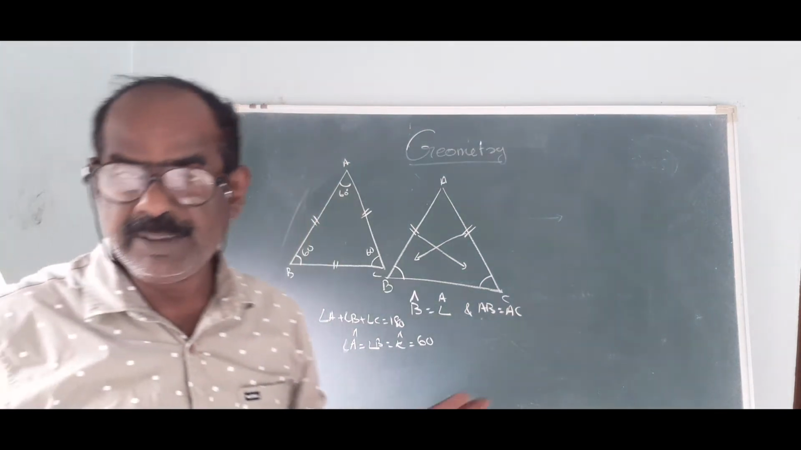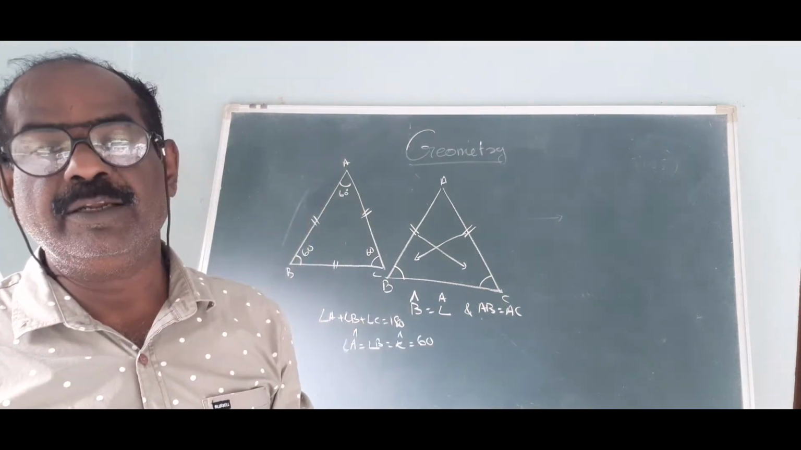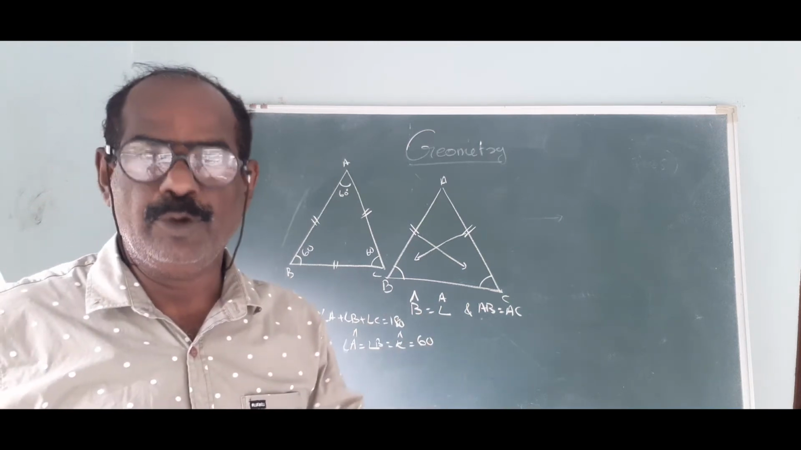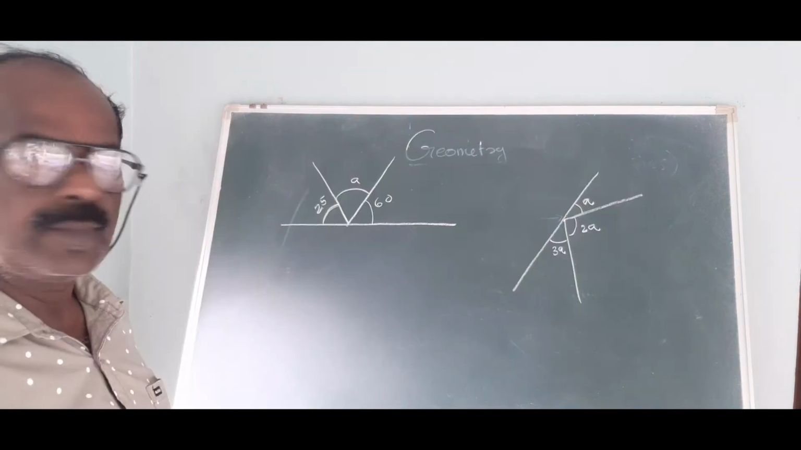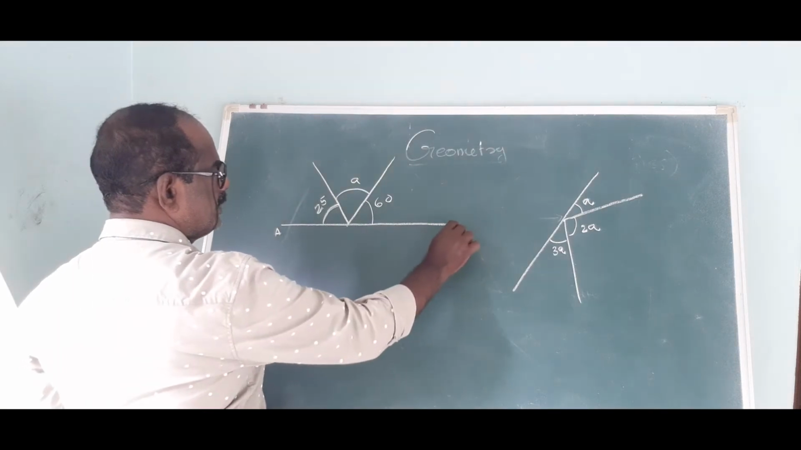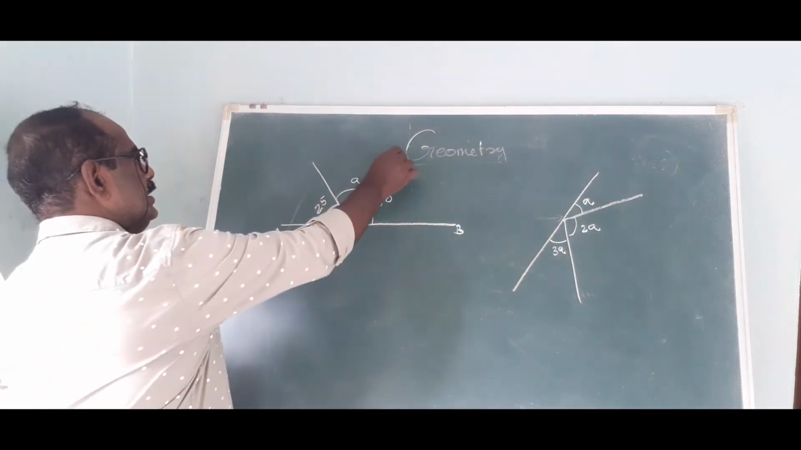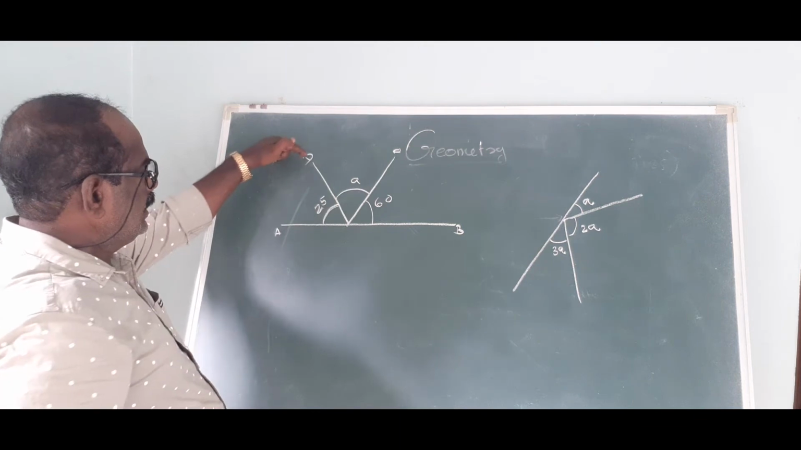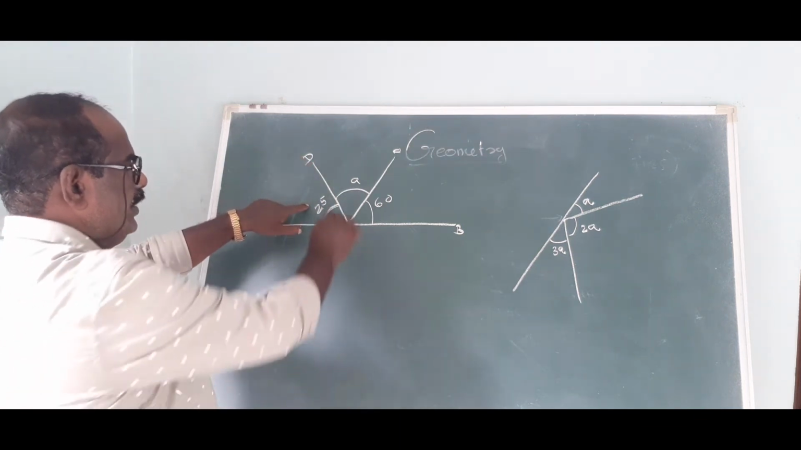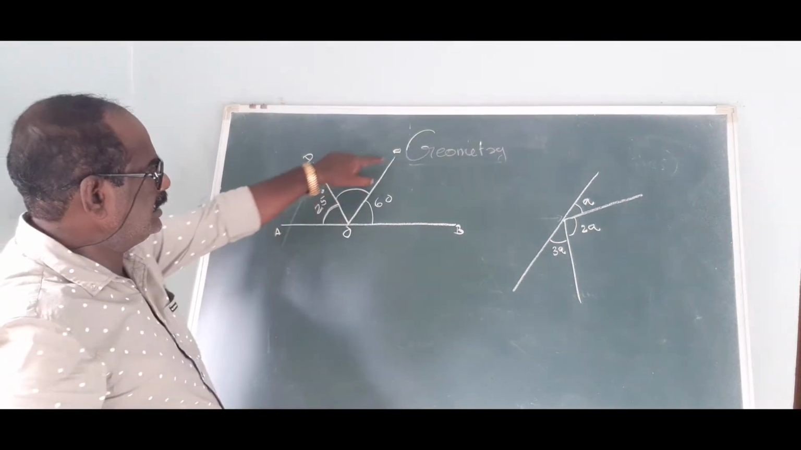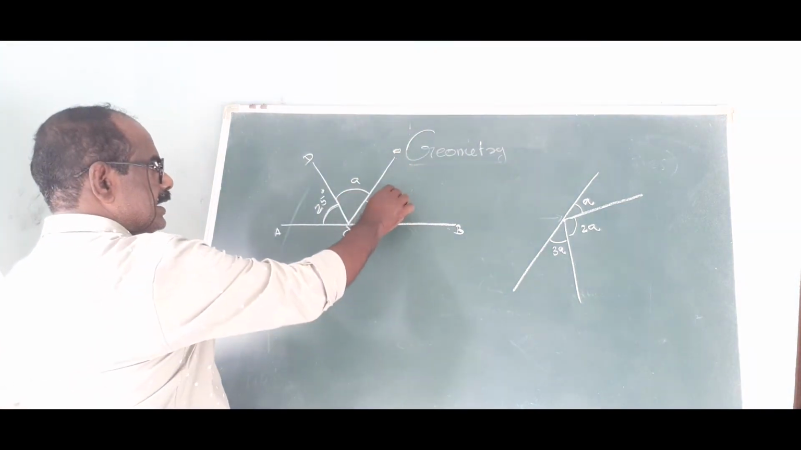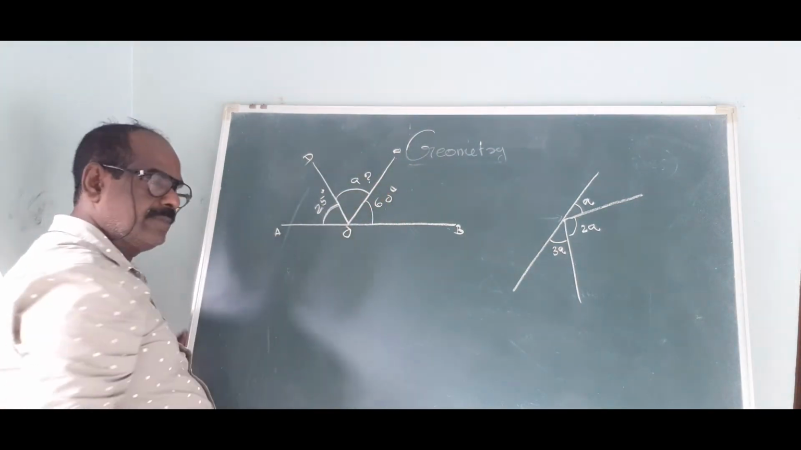These are some fundamental properties. Using these properties, we are going to do some problems. First figure: AB is a straight line, A, B, C, D. Angle AOD is equal to 25 degrees, angle DOC is equal to A degrees, and angle COB is equal to 60 degrees. Then what is A?